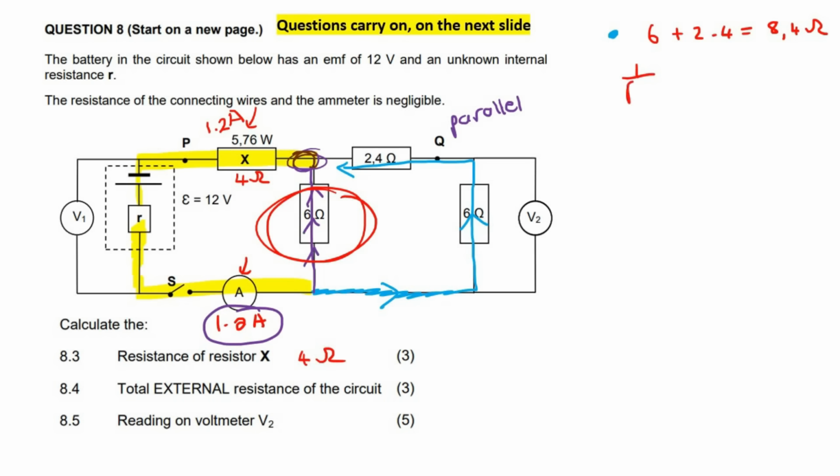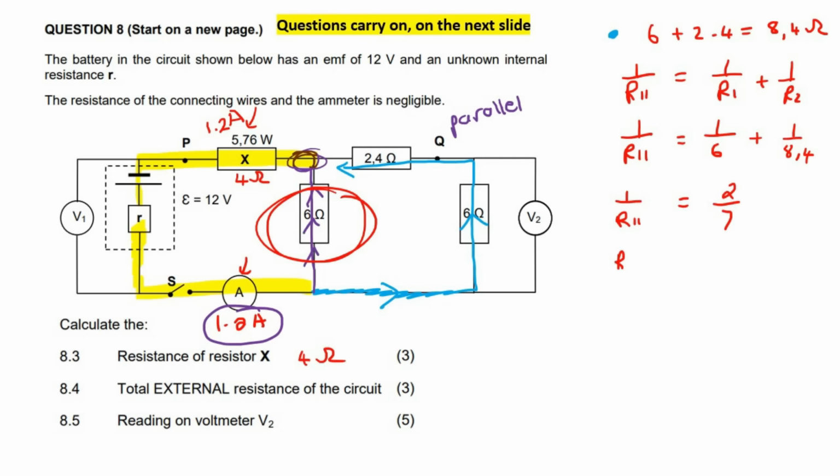So let's write out the formula for parallel. It's 1 over R1 plus 1 over R2. So we can say 1 over R parallel is equal to 1 over 6 plus 1 over 8.4. And if we work that out, we get 2 over 7. And then we flip it around to become 7 over 2, which is the same as 3.5 ohms.